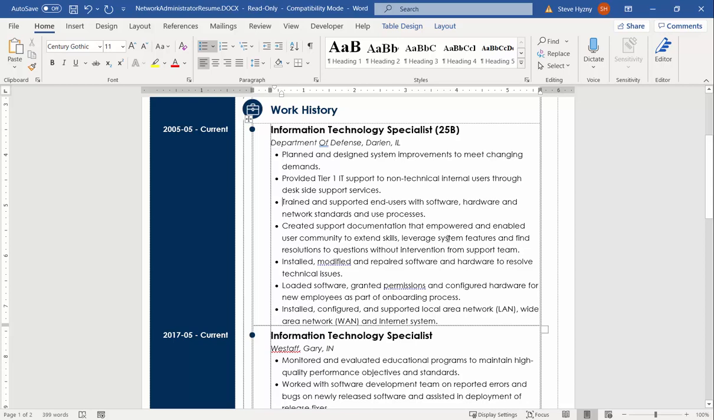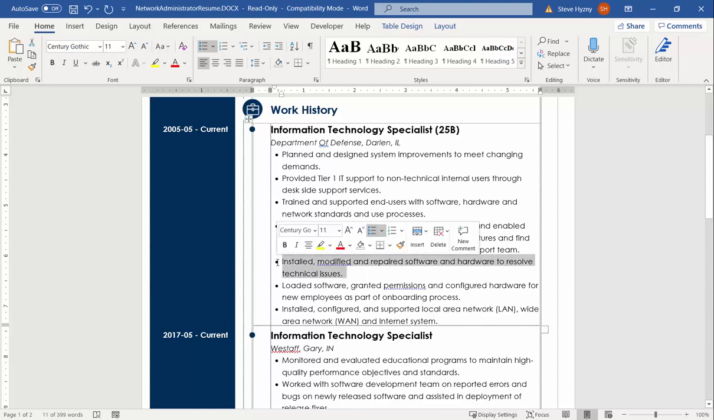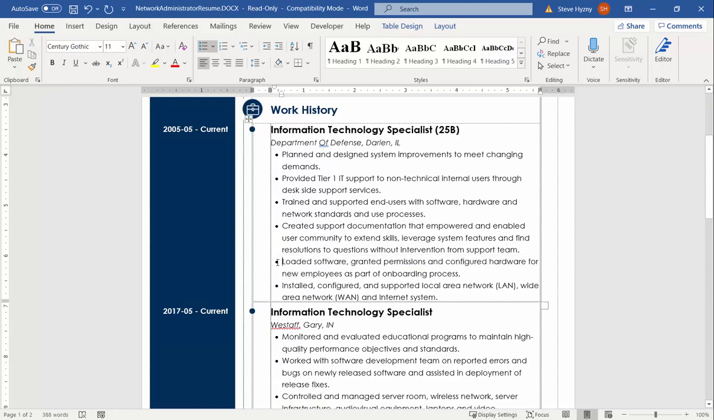Okay, I shrank it down to like 1 or 2 lines. Installed, modified, and repaired software and hardware to resolve technical issues. Well, let's see. You're an information technology specialist. I'm going to kind of hope that that's part of your job, because your resume is way too long for being current at this point. Now, wait a minute. Why do we have 2005 current?